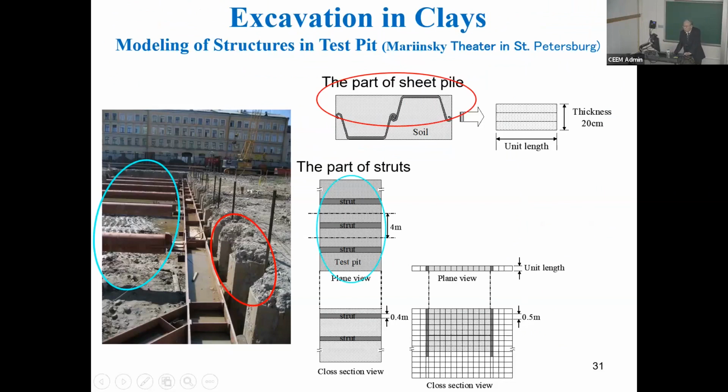And this shows excavation problems in clay. Modeling of structure in test pit, Mariinsky Theater in St. Petersburg. Five model. This. And the struts, part of the strut. These are incrementally installed.